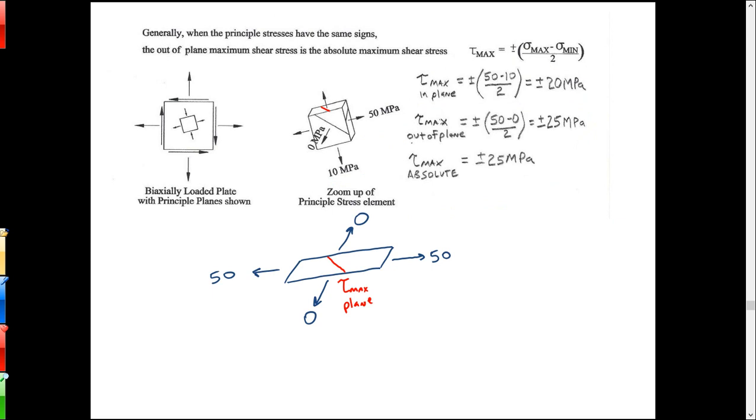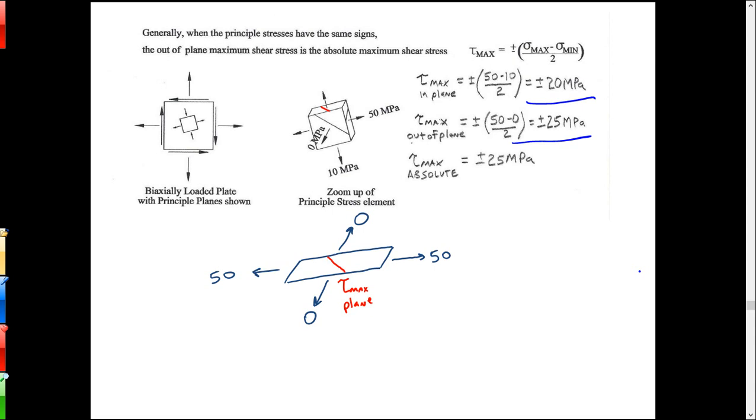Right? So you've got to watch that when you're designing. You can't always assume that tau max is in plane. Sometimes it's out of plane, and you have to account for that, or you might get a bad surprise if you're designing something, okay? Engineering is kind of like economics and stocks. We don't like surprises, okay? We like to know what's going to happen.